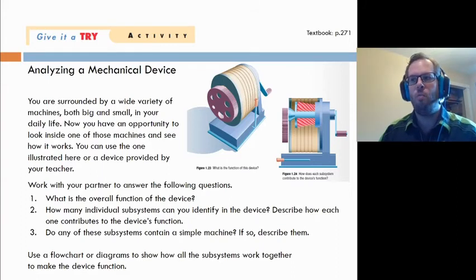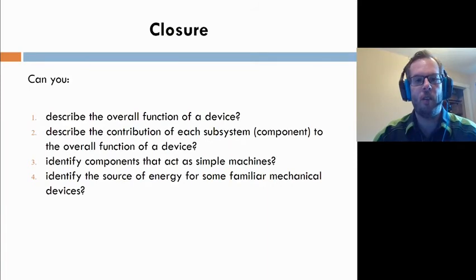By now at this point, you should be able to describe the overall function of a device. Specifically, you should be able to do it for the bicycle and one other device by the end of the day. Describe the contribution of each subsystem or component to the overall function of that device. Identify components that act as simple machines, and then identify the source of energy for some familiar mechanical device. Coming back to the bicycle, it is human powered. So we transfer energy and force into the bicycle through pedaling on the pedals. But if you happen to be talking about a device at home, maybe you decided to talk about a motorcycle, which would have much more complex subsystems, but ultimately a lot of them would be very similar. You could identify the source of energy for a motorcycle as gasoline or chemical energy.